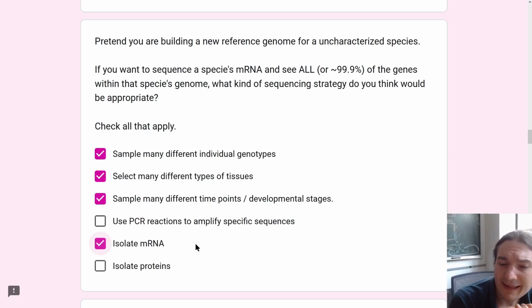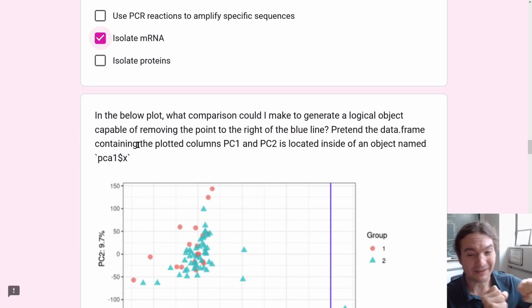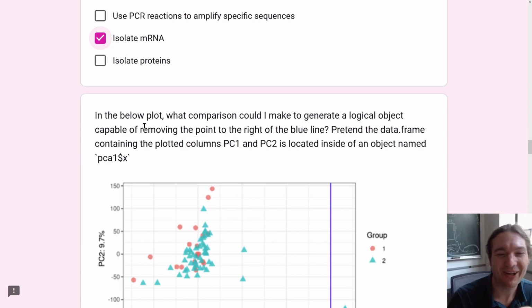Finally, isolating messenger RNA is the whole point, and so that definitely should be true. I don't need to isolate proteins. I guess isolate them away, maybe, if that's how you interpret it, but that's not what I was getting at.